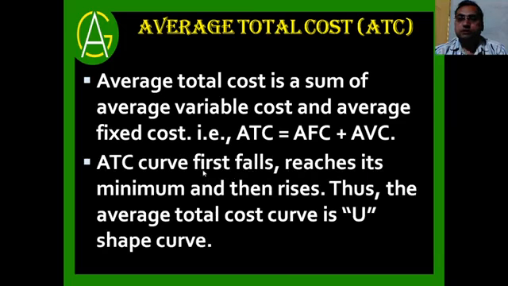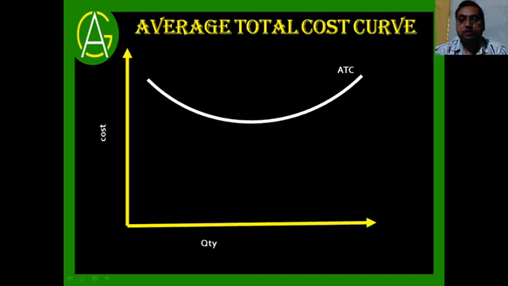The average total cost curve will first fall, then it will reach the minimum and then it will start rising. Thus the average total cost curve is also a U-shaped curve. Let us see how it becomes U-shaped. Yes, this is the average total cost curve. It will first fall, then reach the minimum point and then it will start rising. So this is the average total cost curve.